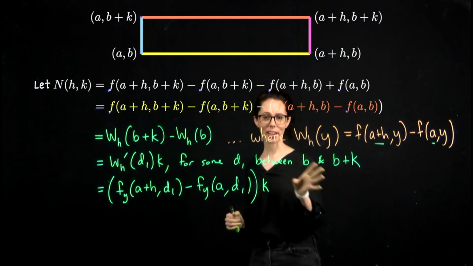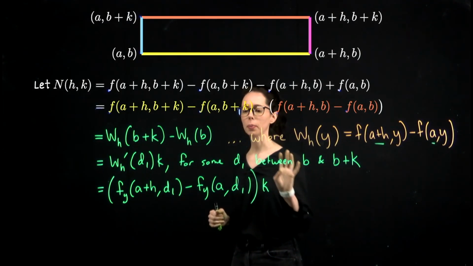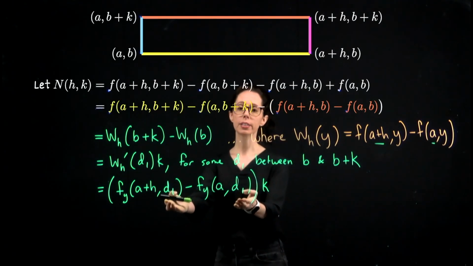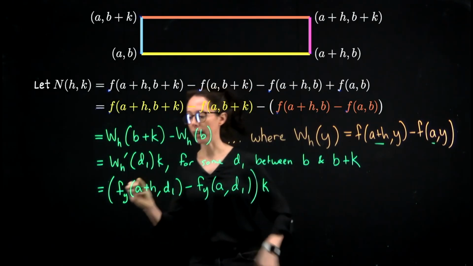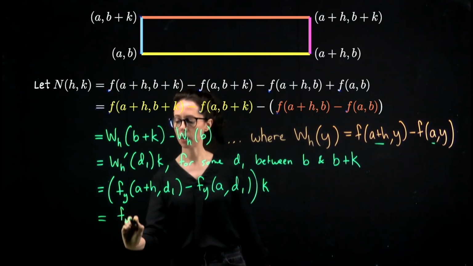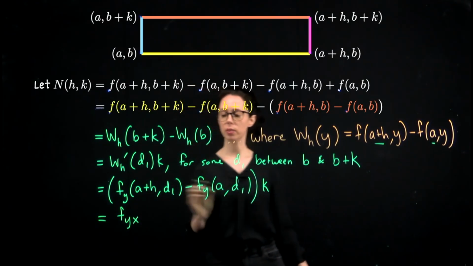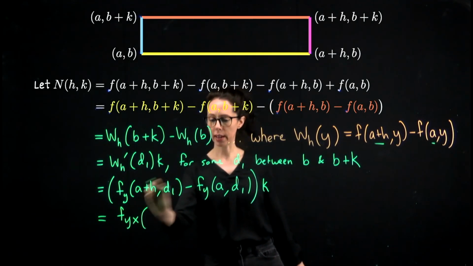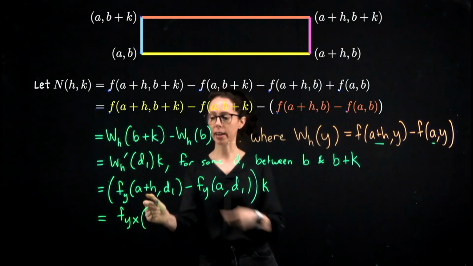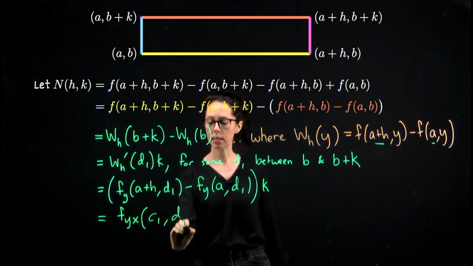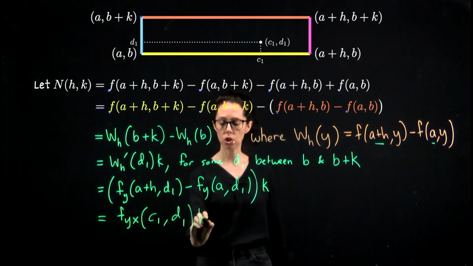This recalls the second and third examples from the warm-up example, notably the second example with capital H. The y-coordinate is fixed. The x-coordinates are varying. We're going to replace this with f sub y sub x. So differentiate this expression with respect to x. That derivative is being computed at some c1 between a and a plus h. So overall, it's going to be f sub yx at c1 d1. From this, we pick up h, and then we still have k.